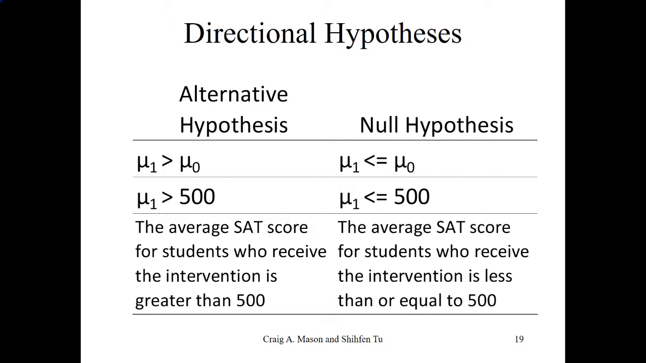Notice that with directional hypotheses, if you predict in the wrong direction, you lose. Let's say the average SAT score in our sample was much lower than 500, maybe 400, maybe only 300. It doesn't matter. You would always fail to reject the null hypothesis because it's less than or equal to 500. Our hypothesis is only testing whether the mean for intervention students is greater than 500. We're not even considering whether it's less than 500.